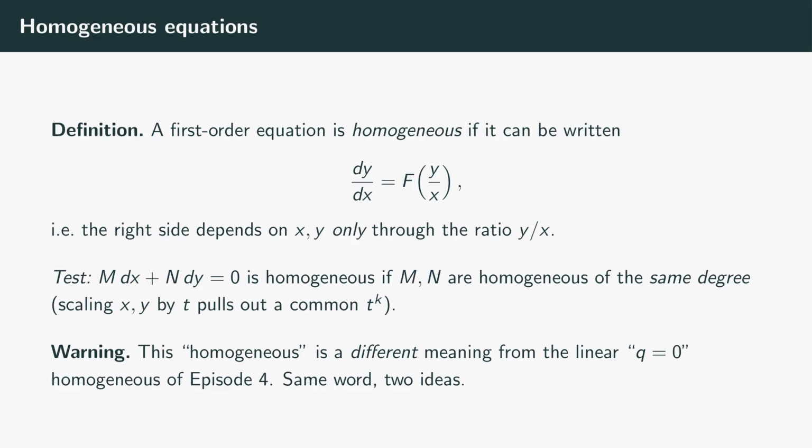Start with homogeneous equations, and let me flag a warning right away. The word homogeneous is overloaded in this subject. 2 episodes ago, homogeneous meant the linear equation had q equal to 0. Today it means something completely different, so keep them separate in your mind.